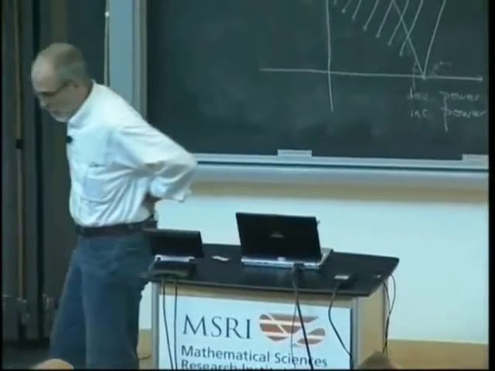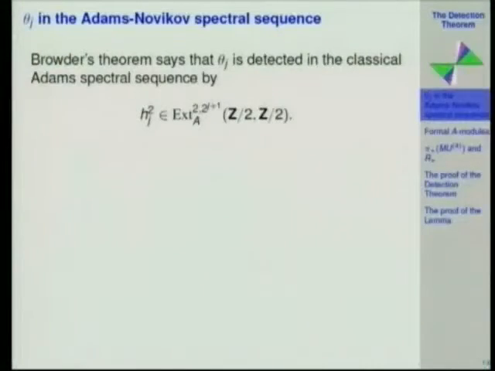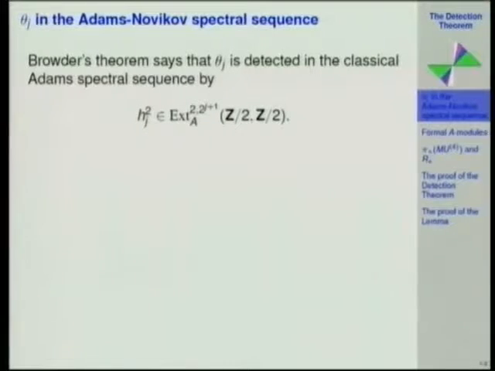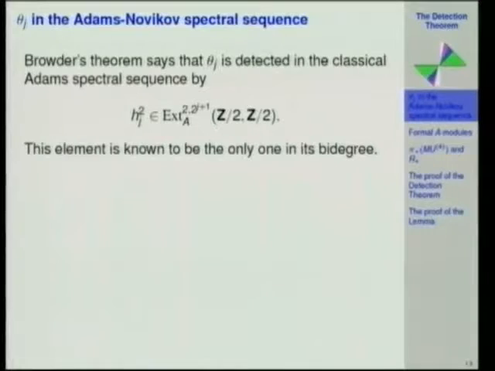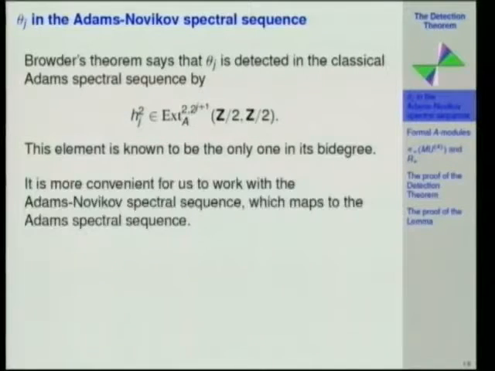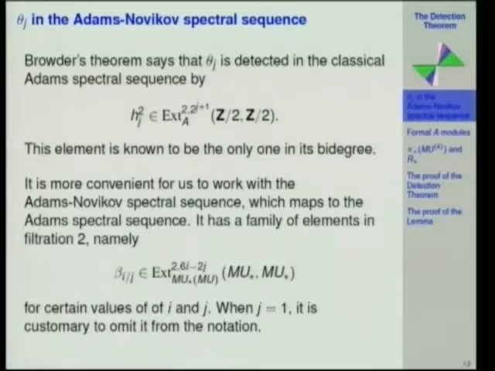So I'm talking about the detection theorem. Remember, Browder's theorem says that theta j is the element detected in the classical Adams spectral sequence by hj squared, as Mark explained earlier. And it's the only element in that particular bidegree. For our purposes, we need to use the Adams-Novikov spectral sequence instead, and there is a map from it to the classical Adams spectral sequence. That's the Thom reduction that Mark also discussed.